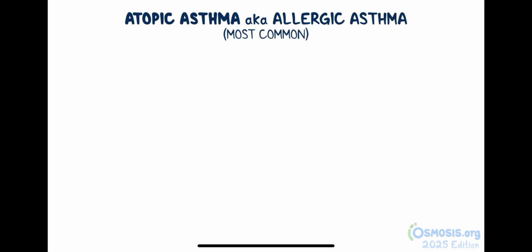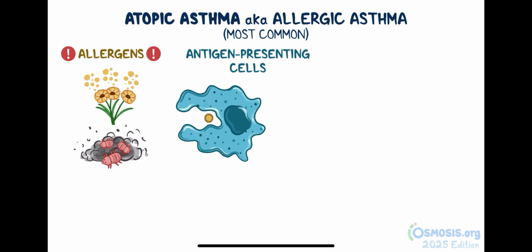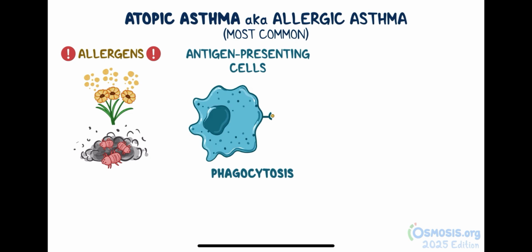It usually begins when someone breathes in allergens like pollen or dust mites. Instead of ignoring these harmless substances, the immune system identifies them as threats. As a result, antigen-presenting cells in the respiratory mucosa capture the allergen through a process called phagocytosis and break it down. Next, they present some of its fragments, known as antigens, on their surface.